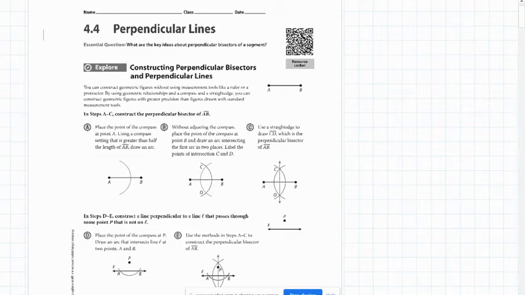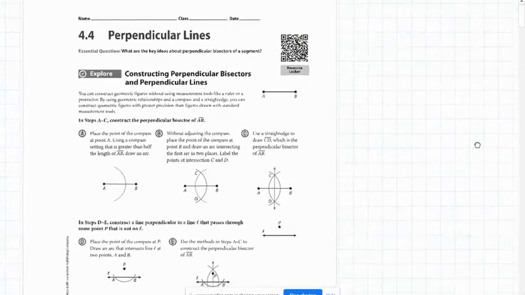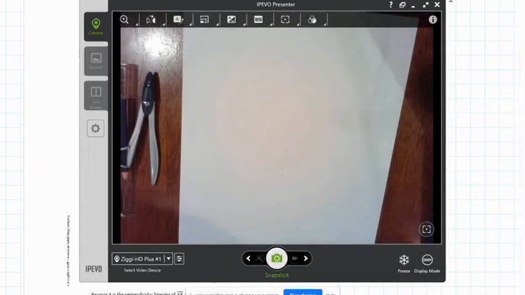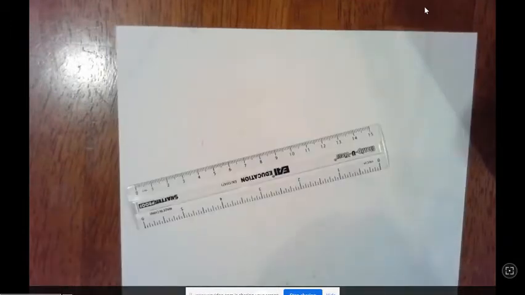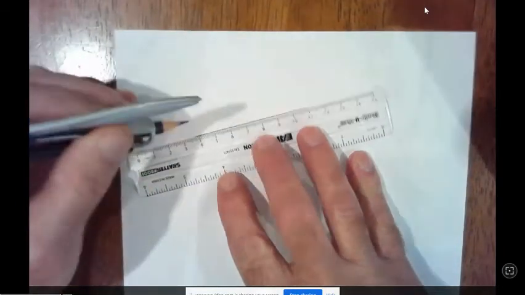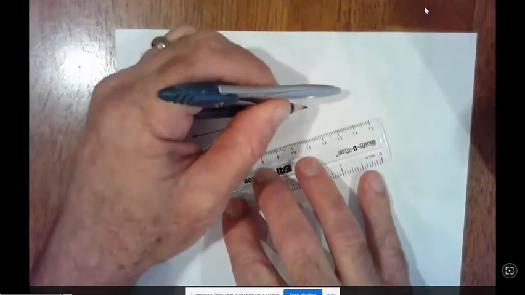Hello, everybody. We're on to lesson 4.4 on perpendicular lines, and this lesson starts with two constructions. The first one is a review. It's a construction that we did maybe a couple weeks ago, and that is constructing a perpendicular bisector. So we've done that before. This is just going to be a quick review for you.